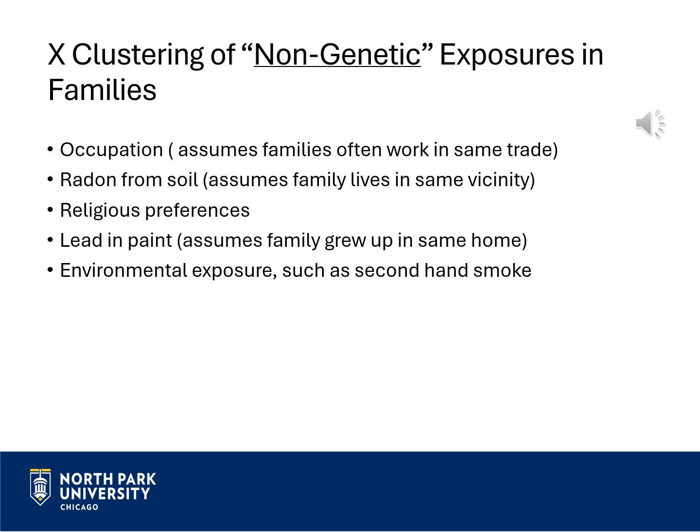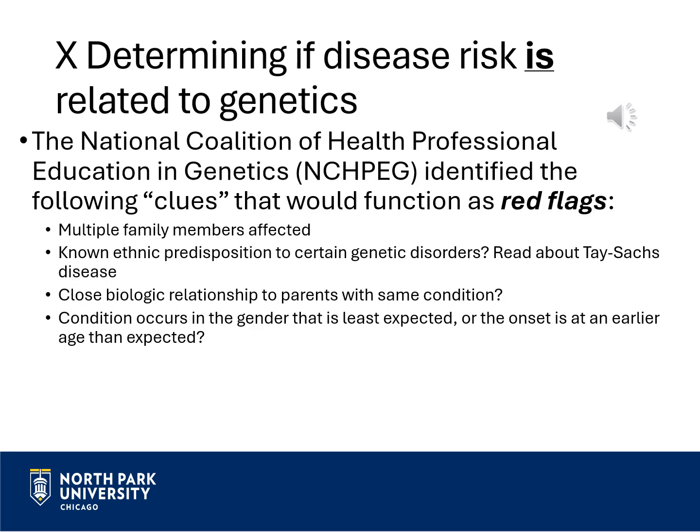If a family grows up in the same home or even in the same community, an example of that would be lead in paint, or environmental exposure, such as everyone in the household being exposed to secondhand smoke. We need to rule out these non-genetic factors before we can start to identify whether clustering could be related to genomics. So continuing on this vein of thought, if we have determined that the non-genetic factors are not of importance, then there might be a strong genetic component.